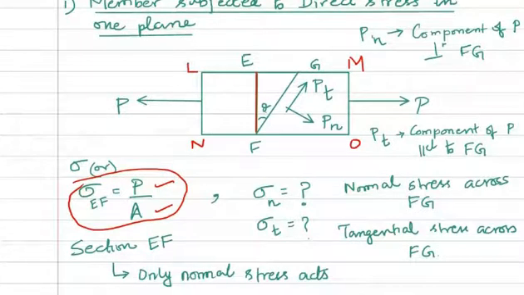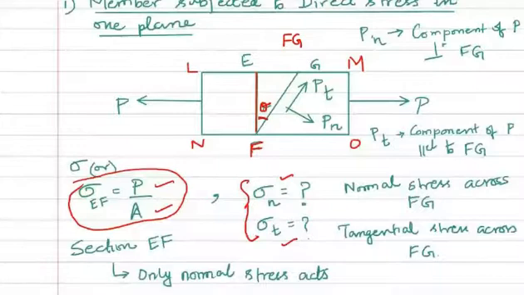Now you consider any other plane which is at an angle theta to the plane EF. So you are considering the plane FG. So this FG is inclined at an angle theta to the plane EF. Now if you have to calculate the normal stress and tangential stress along this plane, that is the plane FG, how it can be calculated? So this is your normal stress and this is your tangential stress acting along the plane FG.